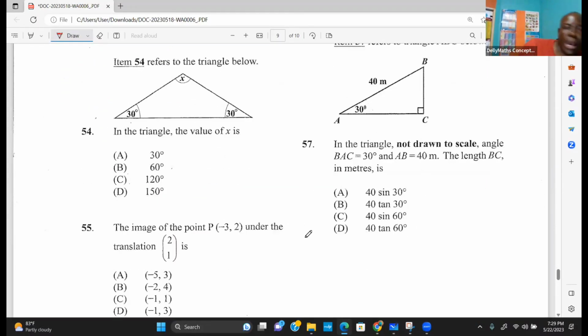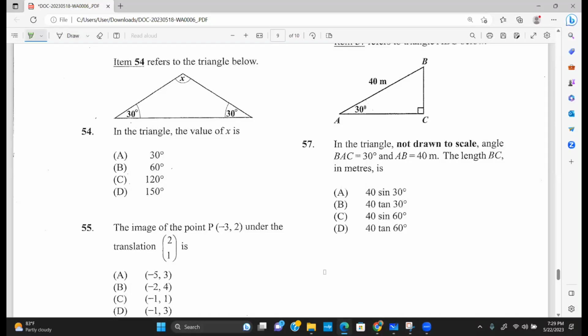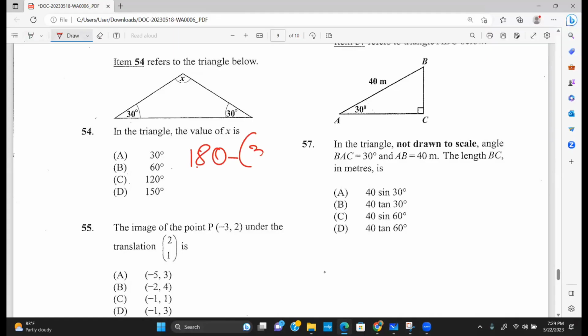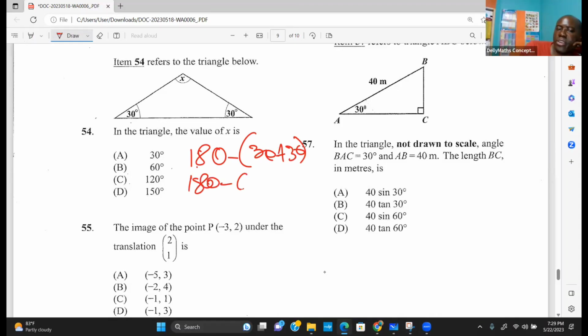All right, look at this now, isosceles. Whether or not it is an isosceles triangle, you still have a triangle, and you get 2 angles already. So you add those two and subtract from 180. Very straightforward. 120 and you're gone.